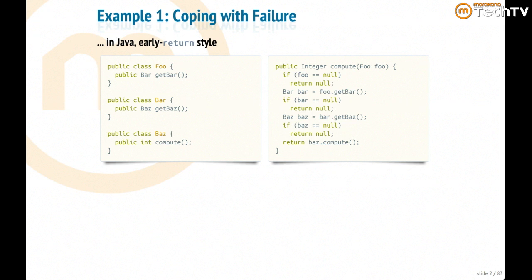But the monkey wrench that we're going to throw into the works here is that any of these methods, getBar or getBaz, could potentially return null. And in fact, let's say the foo that you start with could also be null.